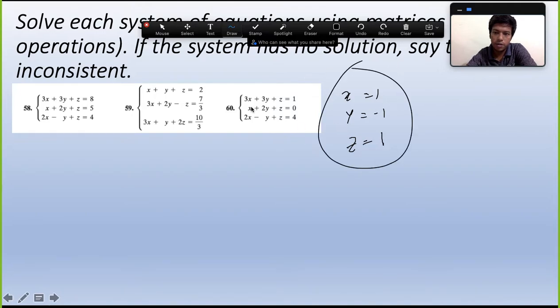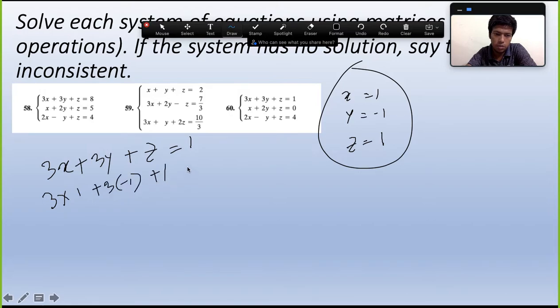So is this correct or not? How do you know? We will put it here. The first equation is 3x plus 3y plus z equals 1. So 3 into x equal to 1, plus 3 into y equal to minus 1, plus z equal to 1, equals 1. So this is 3 minus 3 plus 1 equals 1. So this and this cancel out, 1 equals 1. Proved. So this is correct.